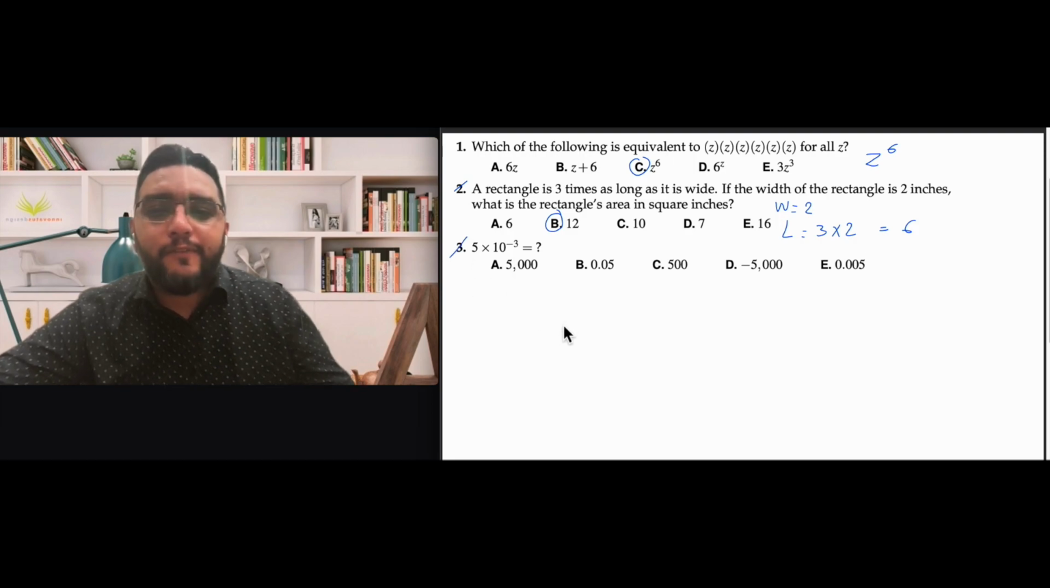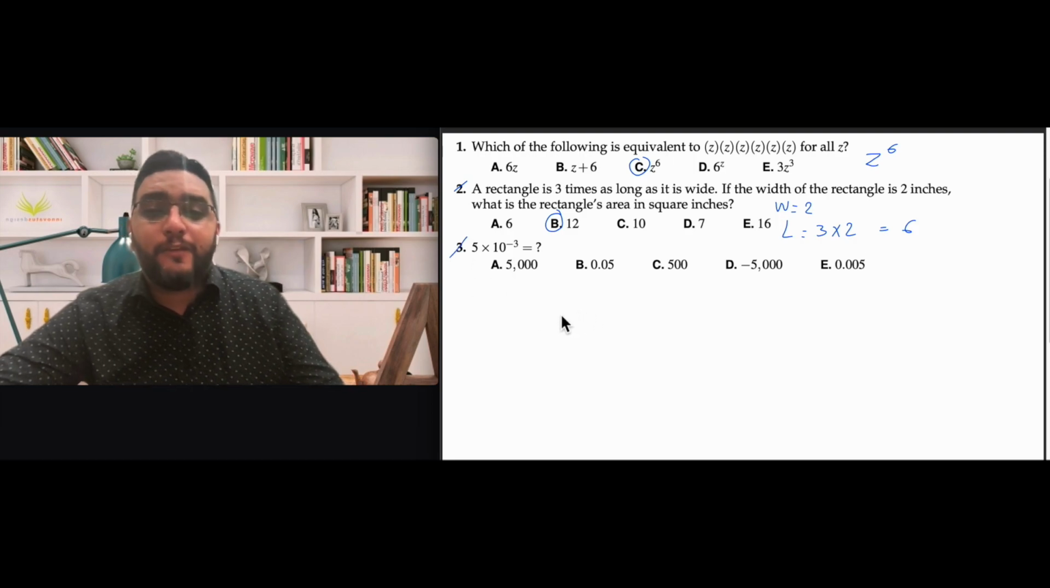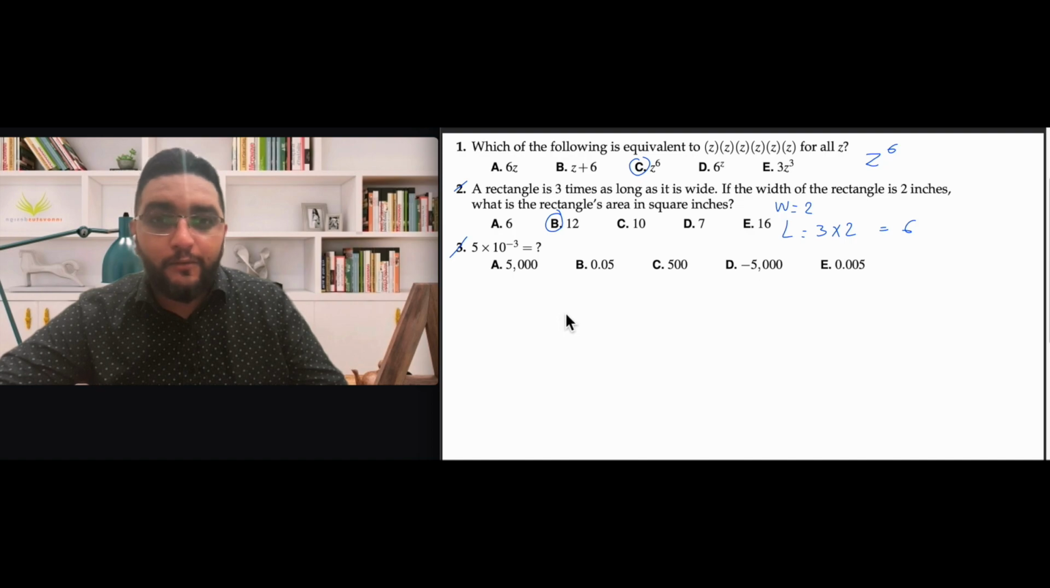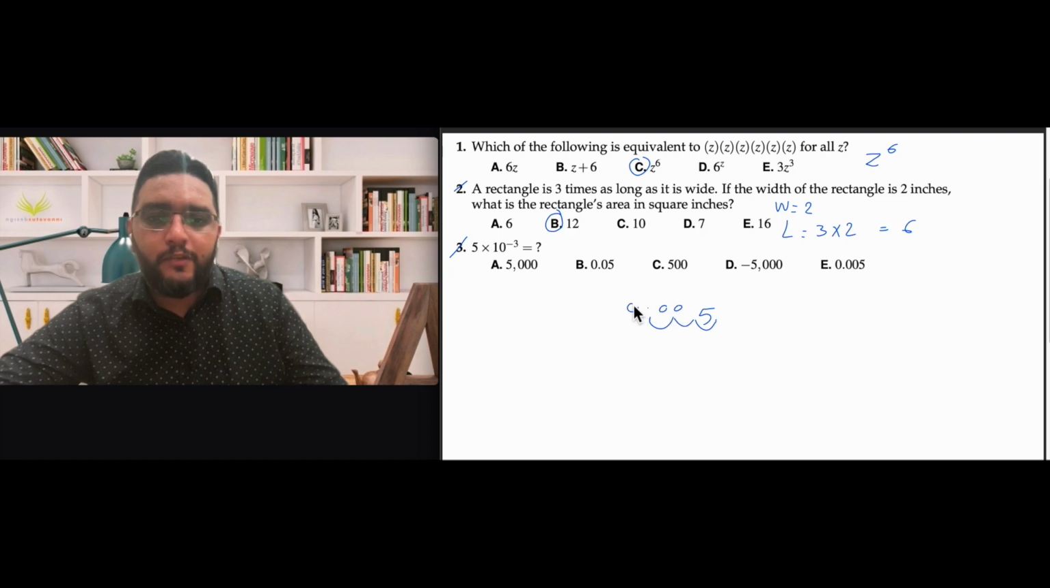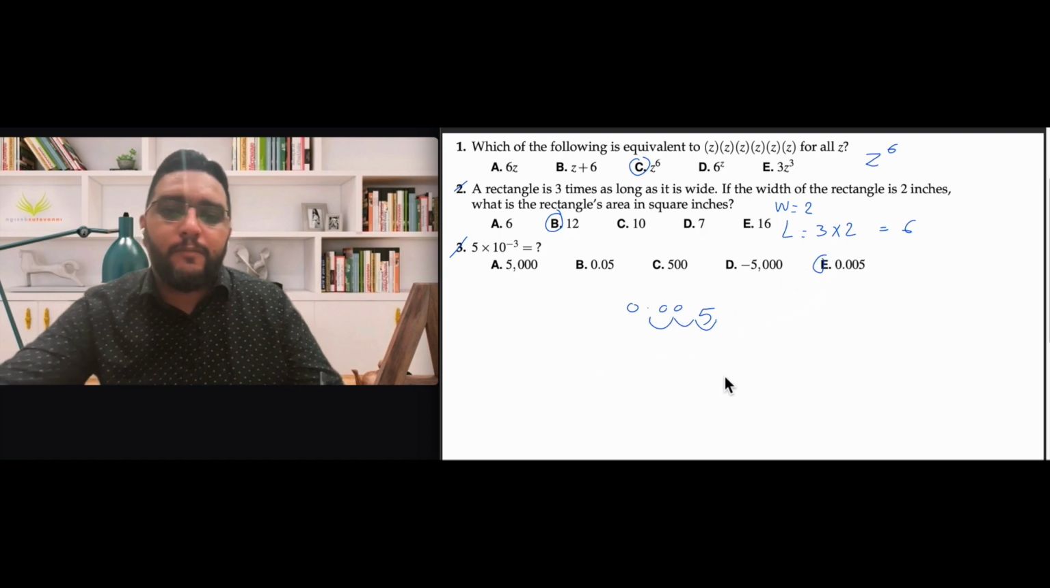Question 3, 5 times 10 raised to the power of negative 3. You can use the calculator to find the answer of this question, or we can do it mentally. I think it's very easy. If we have 5, just move the decimal point 3 digits, 1, 2, 3. So put 2 zeros and 1 zero here, so the answer is A.